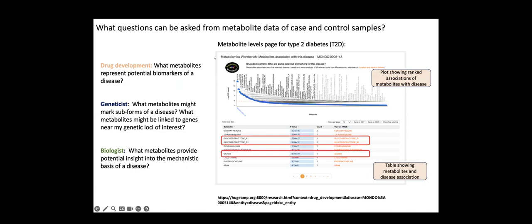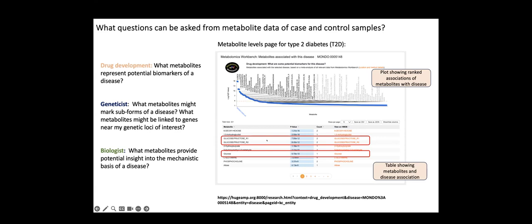So briefly, what questions can we ask from metabolite data of case control samples? This may differ depending on the type of user you are, but if you're in pharma, drug development, for example, what metabolites might represent biomarkers of a disease? In other contexts, can these metabolites give us insights into the underlying mechanisms of disease? If you, for example, go to the type 2 diabetes page on the Knowledge Center and look up metabolite associations meta-analyzed across the data in the workbench, this will show you a plot of the associations ranked by p-value.